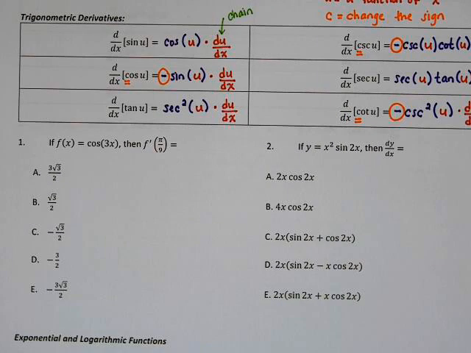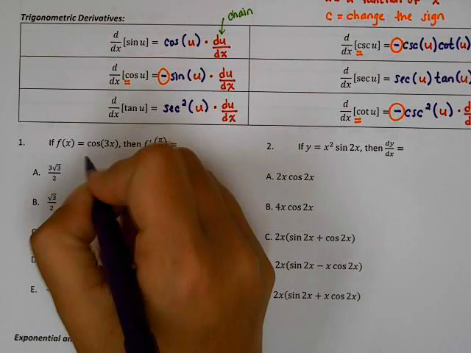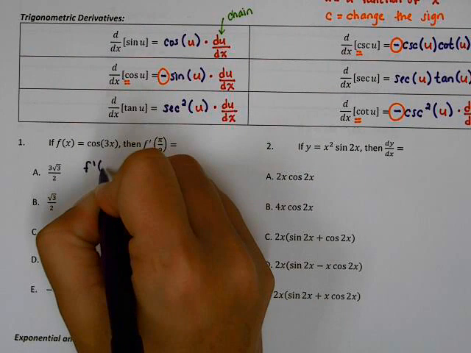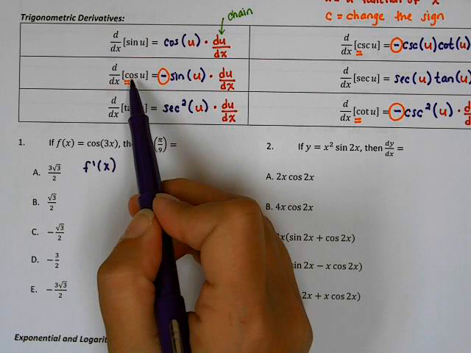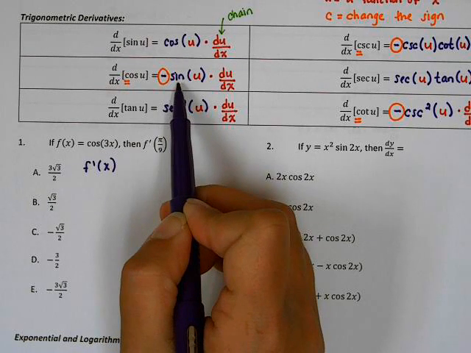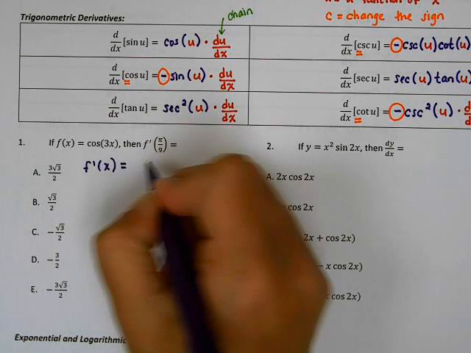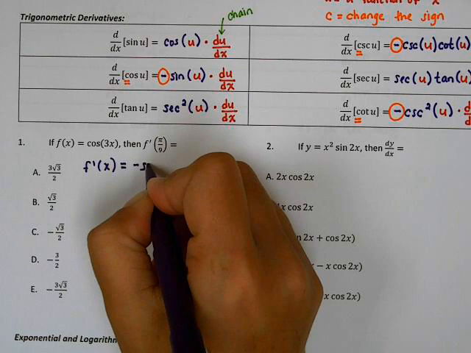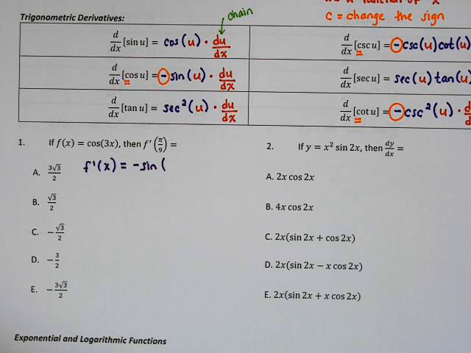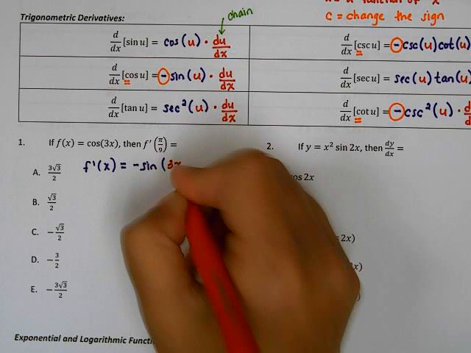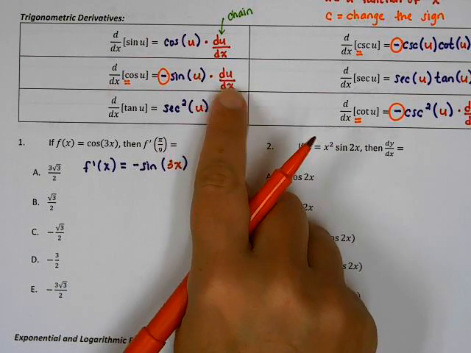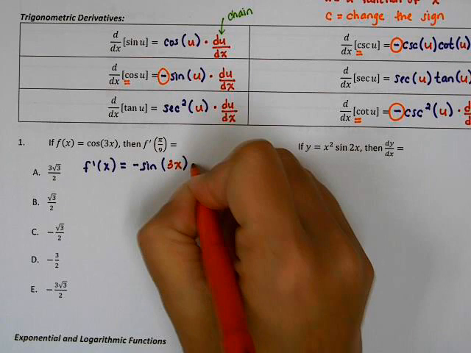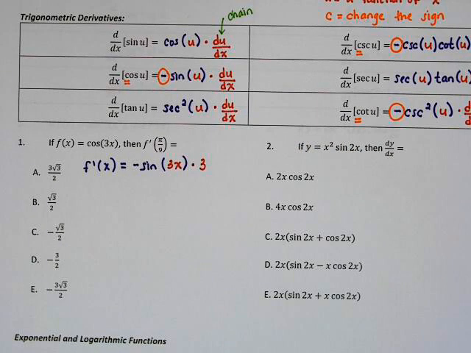Let's start by taking the derivative without plugging in any numbers. So first we're going to take the derivative of f. To take the derivative of cosine, cosine says it should be negative sine, leave the inside alone. So I would have negative sine of, and I'm going to copy down the 3x. I'm going to leave the inside alone, times the derivative of the inside. The derivative of 3x is 3.